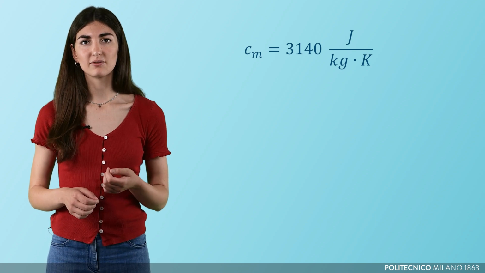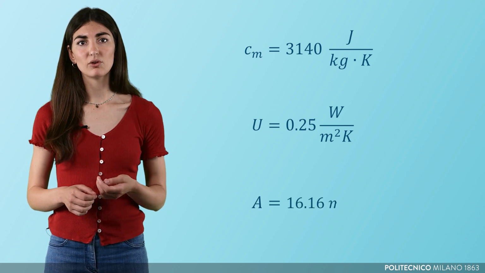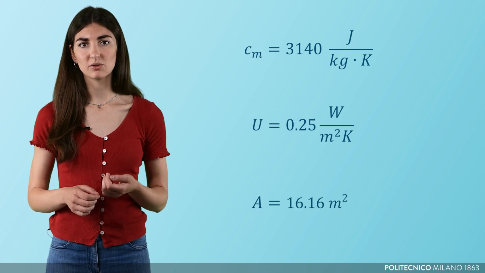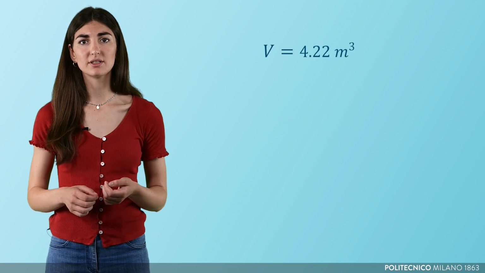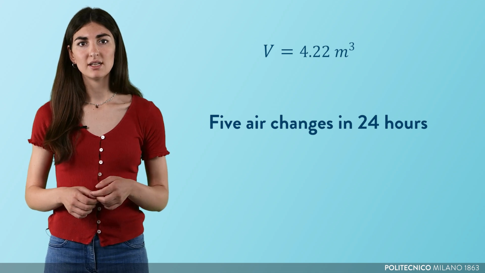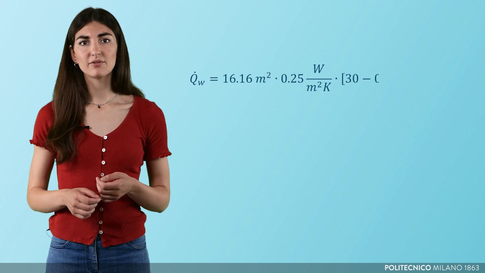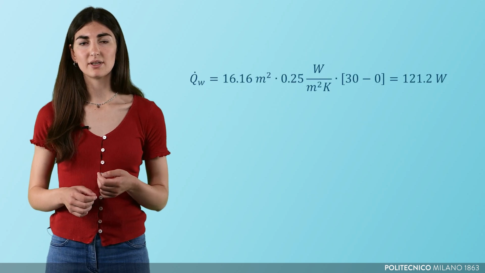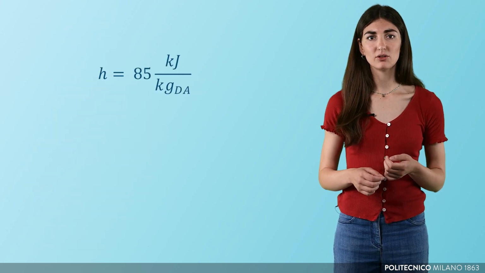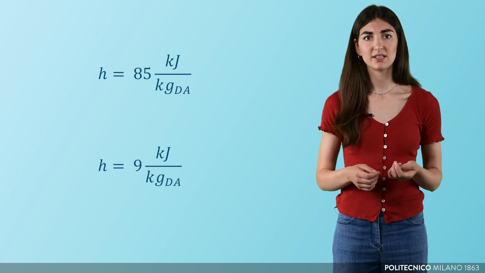The walls, ceiling and floor transmittances are 0.25 watt per square meter Kelvin, and the overall area is 16.16 square meter. The room volume is 4.22 cubic meter, and 5 air changes in 24 hours are assumed. The power required by the fans and the lights is 250 watts. The heat gain from the ambient through the room surfaces is about 121.2 watts. From a psychrometric table, the enthalpies of outdoor and cold air are 85 kJ per kilogram of dry air and 9 kJ per kilogram of dry air, respectively.